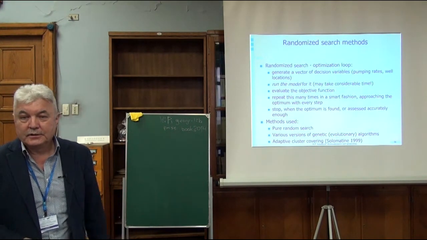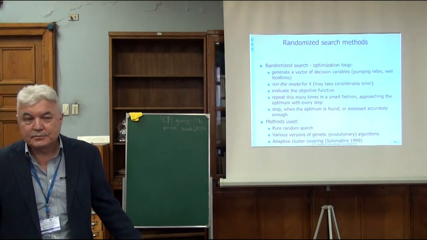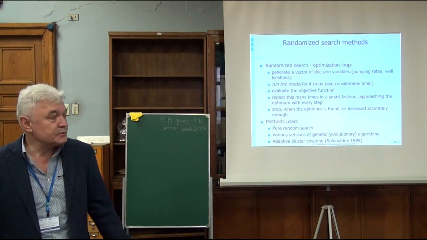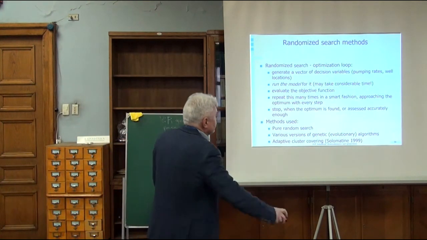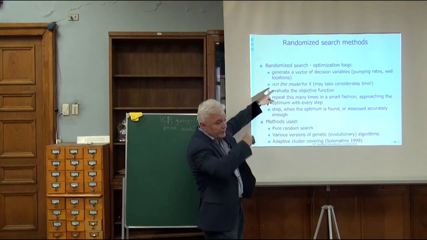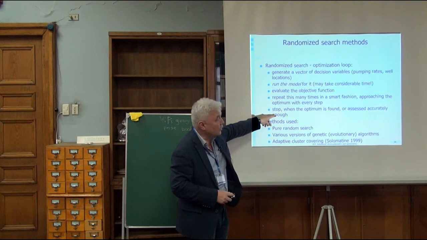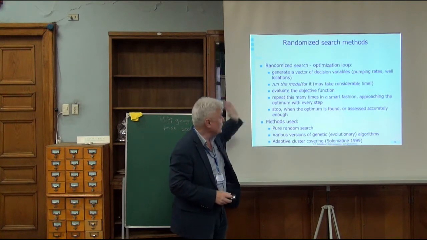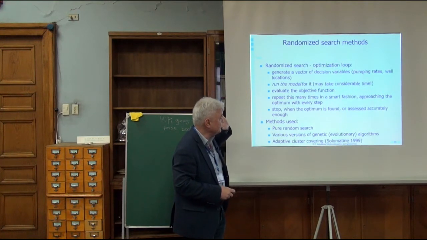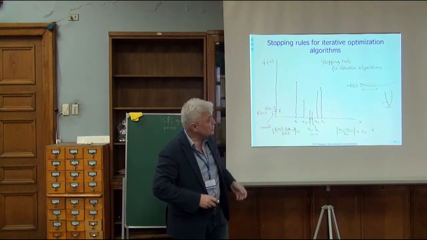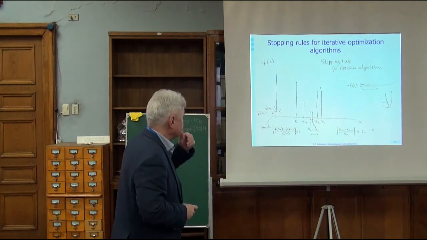So scientists seem useless for complex problems. Okay, let's forget this. I didn't say this. So then we repeat this loop in a smart fashion. We'll discuss in a second how. And then we stop when the optimum is found. Okay, quite simple. So when do we stop now?